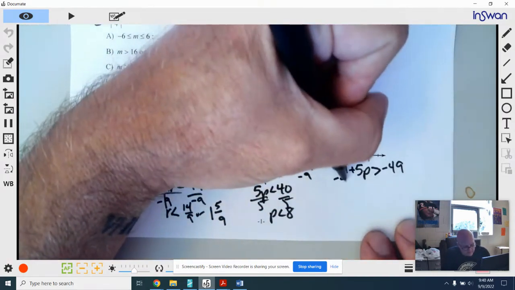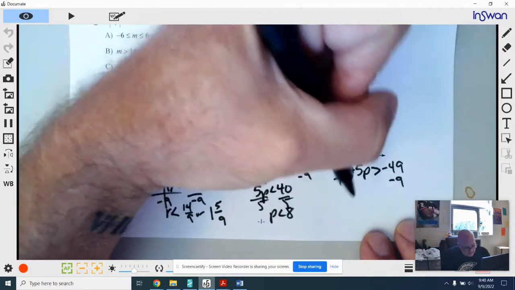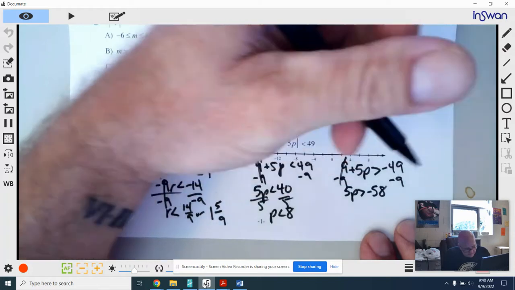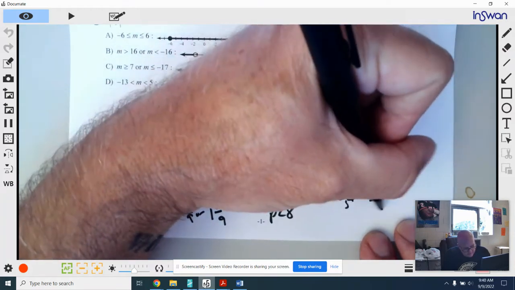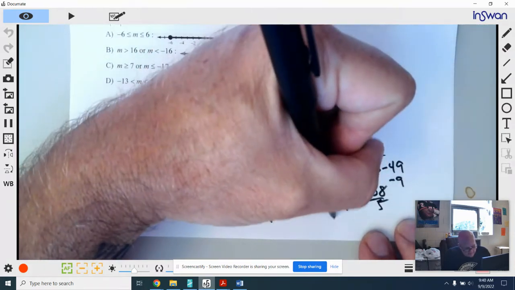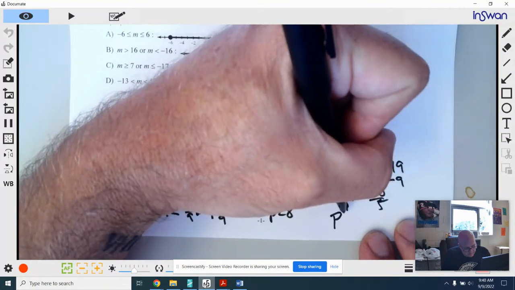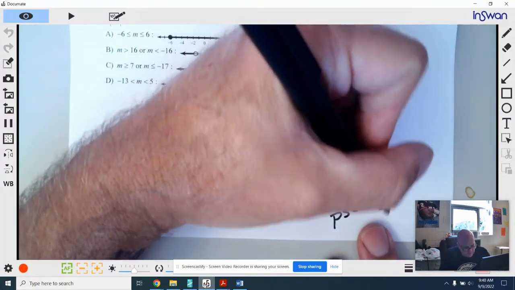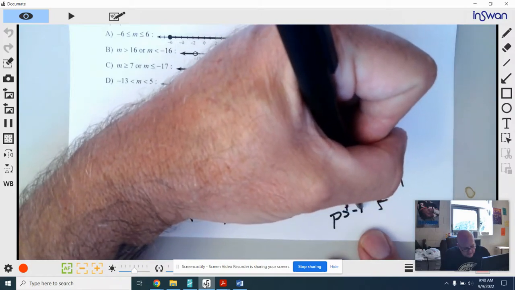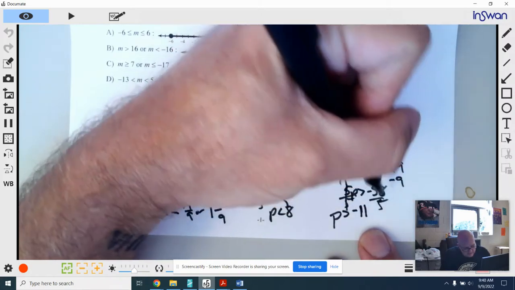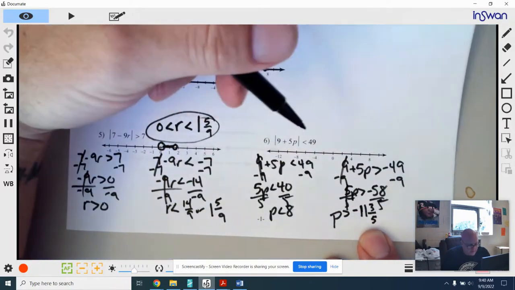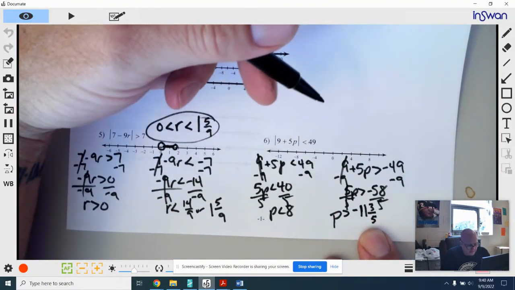Okay, come over here, subtract 9. Cancels. 5p is greater than negative 58. Divide by 5. Cancels. So p is going to be greater than a negative number, and 5 goes into 58 11 times. 11 times 5 is 55. Remainder is 3. So p is greater than negative 11 3/5.